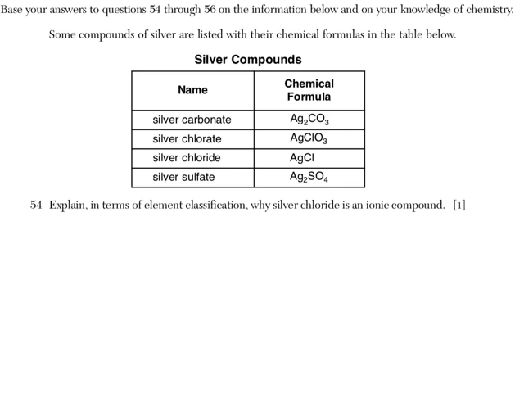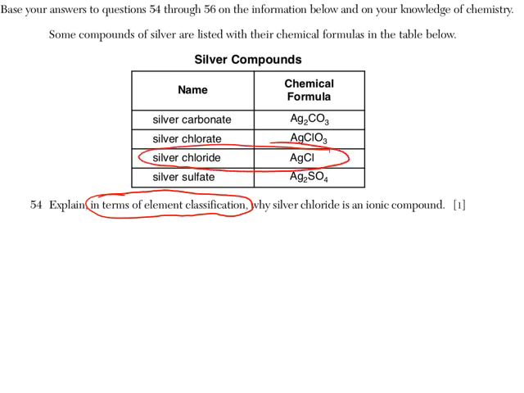Number 54 says explain in terms of element classification why silver chloride is an ionic compound. This is that packet we did in the review packet. You could give a long-winded, really detailed explanation that answers why they're an ionic compound. But if you don't say in terms of element classification, we cannot give you points. In terms of the types of elements in silver chloride, why is that an ionic compound?